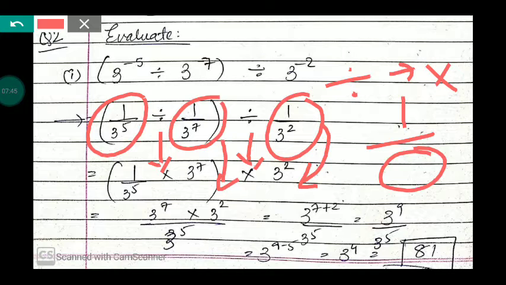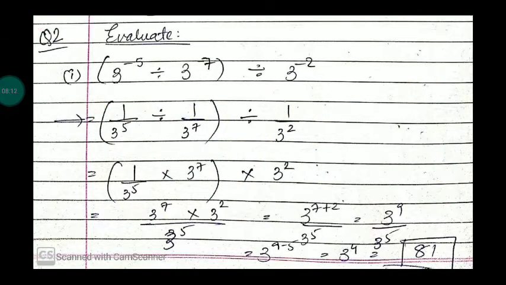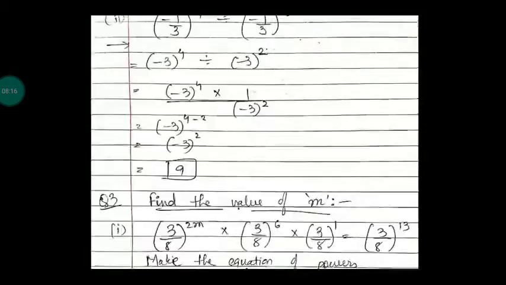So we got the answer 3 raised to 7 into 3 raised to 2 upon 3 raised to 5. Now as all the three share the same base, we can add the upper ones and subtract the lower one. So 7 plus 2, that is 9, minus 5, that is 9 minus 5 is 4. So 3 raised to 4, we get 81 as our answer. Moving to the next question.